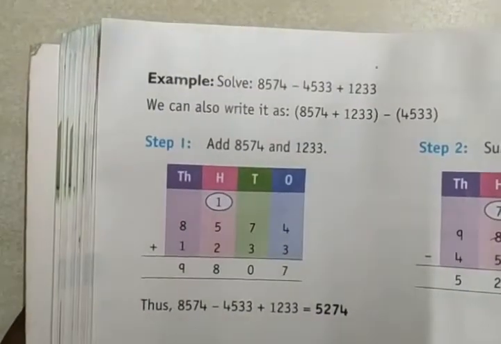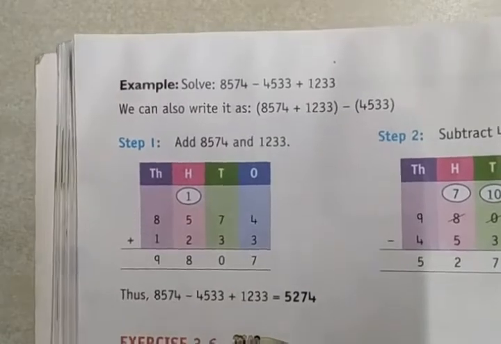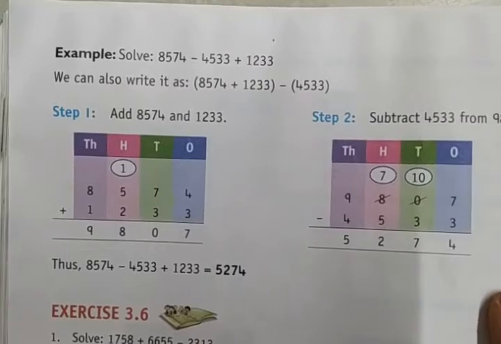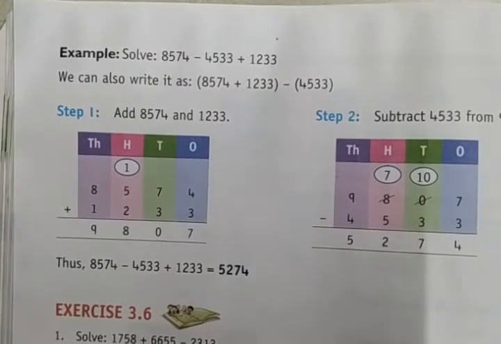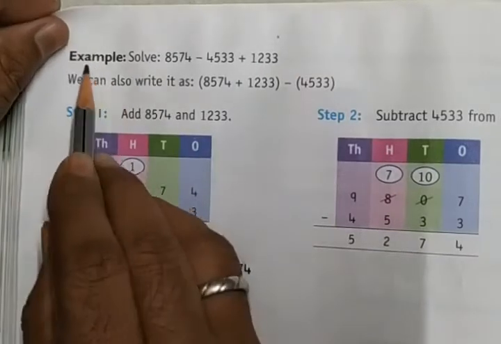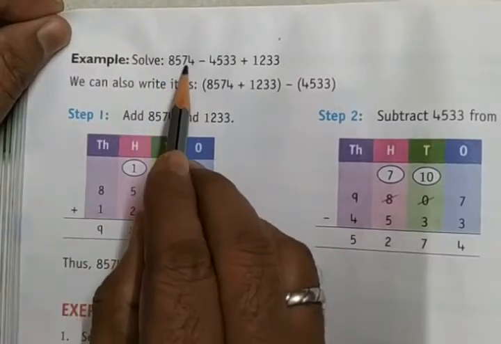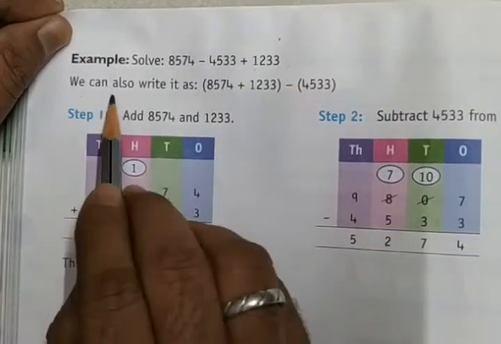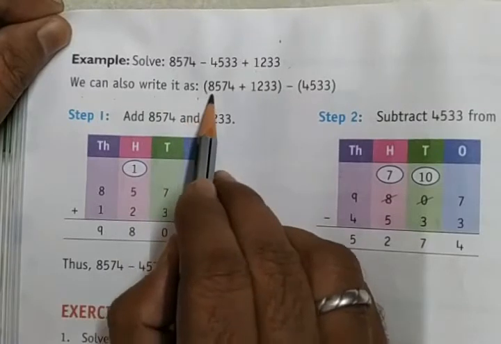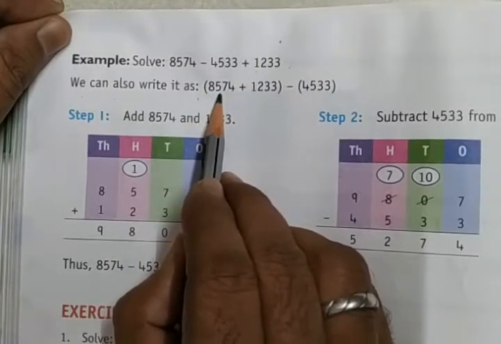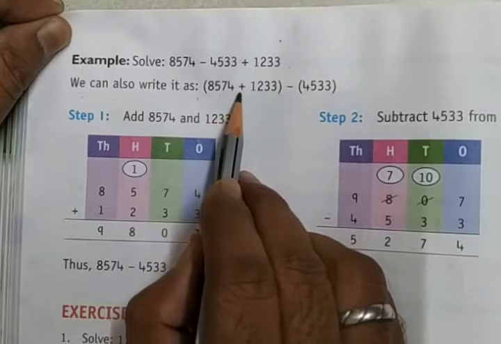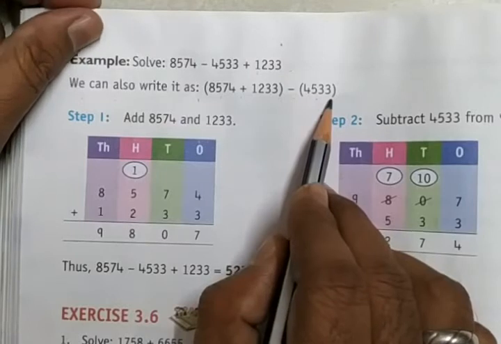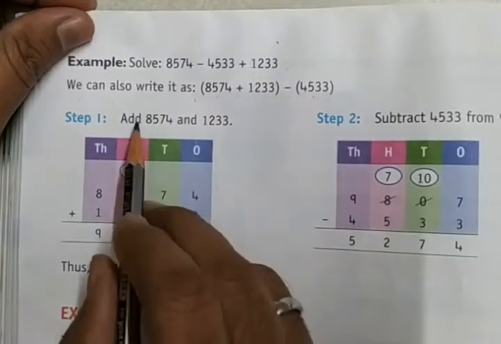Then let's go for addition and subtraction at once. The rule is, first we have to add, then subtract. First we have to add, then subtract. Example, solve this. 8574 minus 4533 plus 1233. We can also write it as 8574 plus 1233 minus 4533.